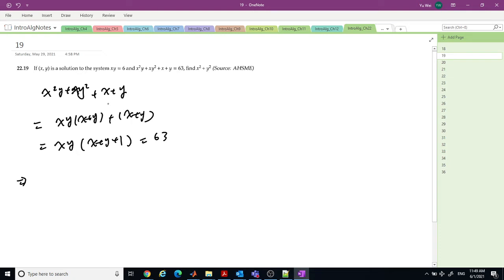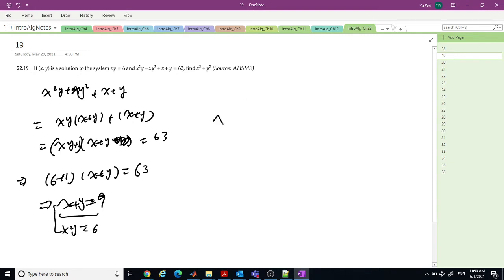Now, sorry, this is xy plus 1. So xy equals 6. So 6 plus 1, times (x plus y), equals 63. So we can get x plus y equal to 9. Once we get x plus y equal to 9 and xy equal to 6, now we can solve x squared plus y squared, which is (x plus y) squared minus 2xy. So it is 9 squared minus 2 times 6, which is 81 minus 12. So it's 69.